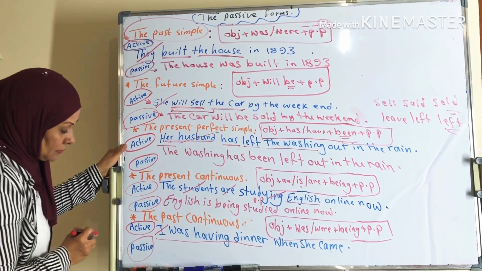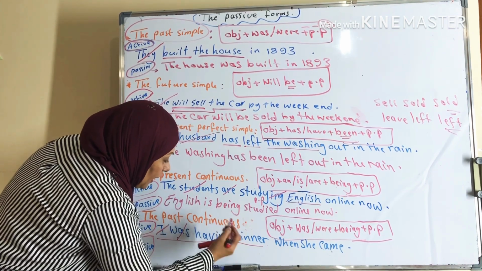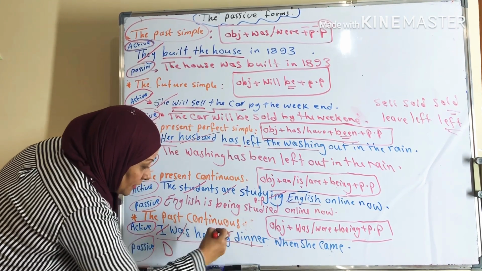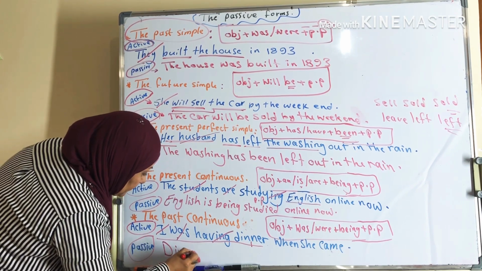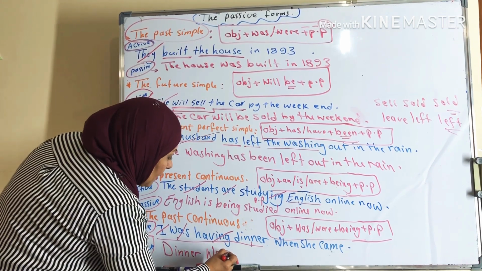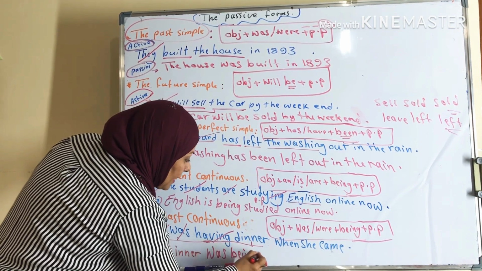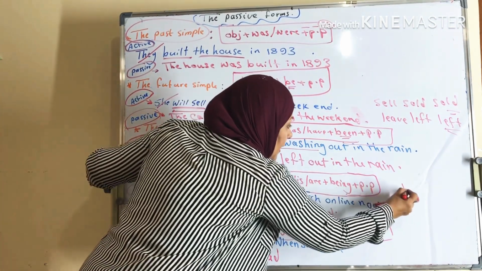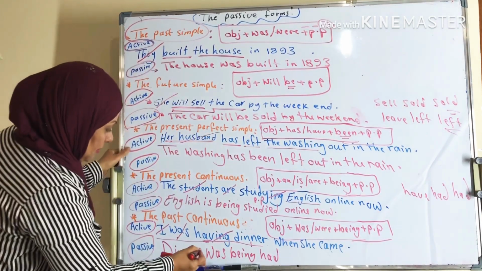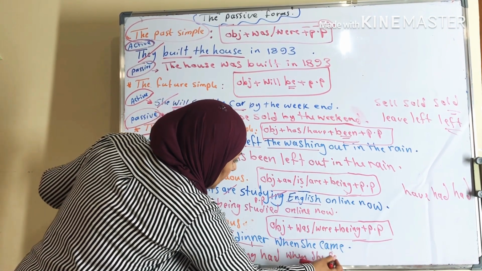I was أحذفها having أيضا حتى ما لأنها راح أحوله dinner. إذن هذا هو new subject اللي هو الأوبجكت صار عندي new subject dinner. Was singular, was being, have, had, have, had. Dinner was being had when she came.